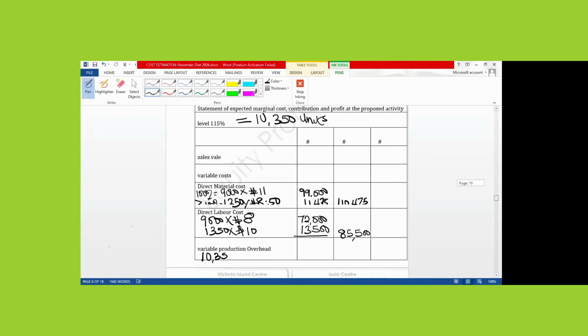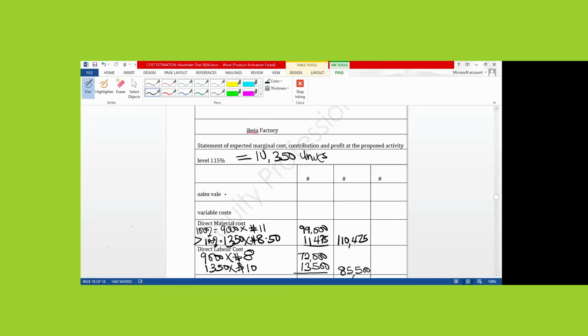Okay, this is it. I will now come here. We are going to sell 10,350 units at a selling price of 30 naira. What is the total sales value? That's 310,500.